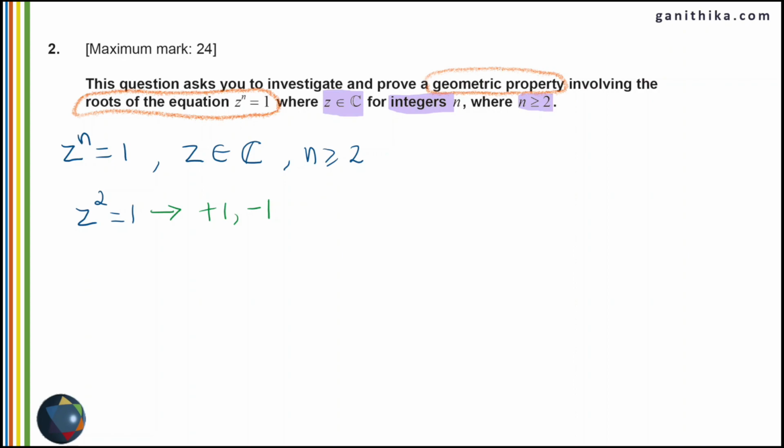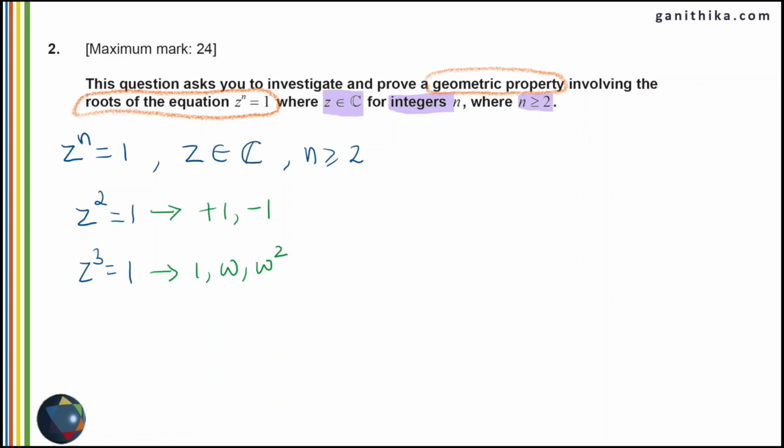So the first case is n equal to 2. The first equation is z^2 = 1, and therefore the roots of this equation are plus or minus 1. This we know already. The second equation will be z^3 = 1, for which the roots are going to be 1, omega and omega squared. We have done this under the nth root of unity chapter under the complex number topic.